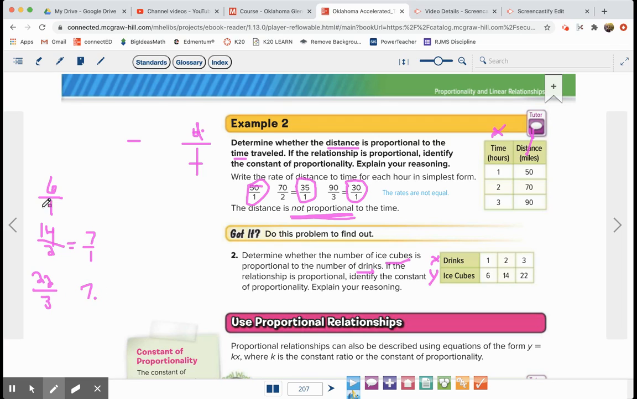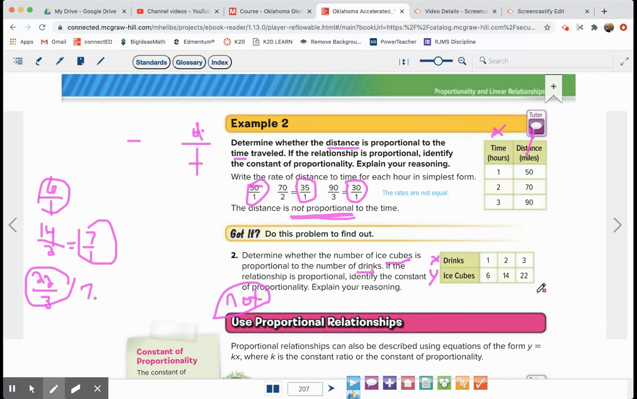So if you notice, we're getting different numbers. So the answer to that one is not proportional. Okay, it's not proportional. There's no constant because we got different numbers over and over again, and this explains your reasoning. So that just means it was probably random on them scooping ice cubes into a drink. They didn't make sure each drink had exactly the same amount of ice cubes.